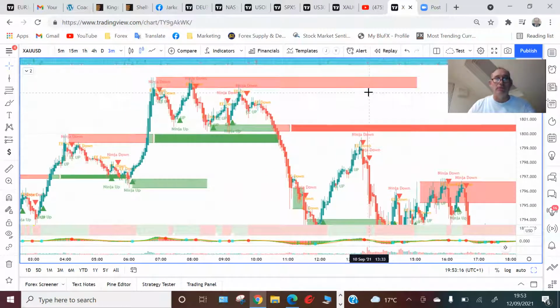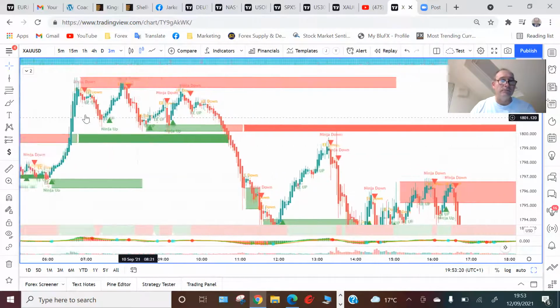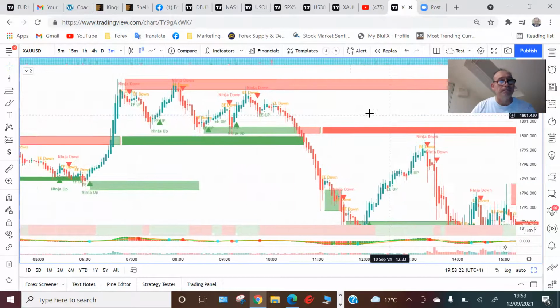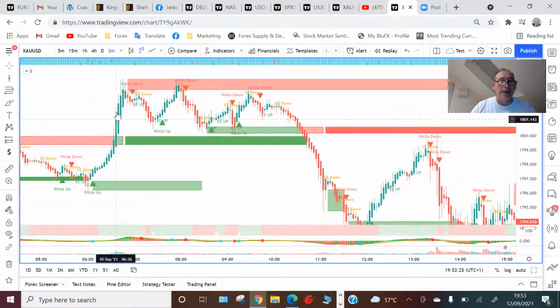So, red, green. Price comes up, hits the zone. At this point, I look down. I ask myself, are we in a sell zone? No. So I do not do anything.